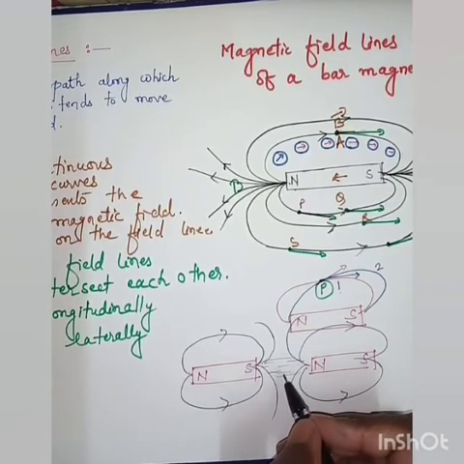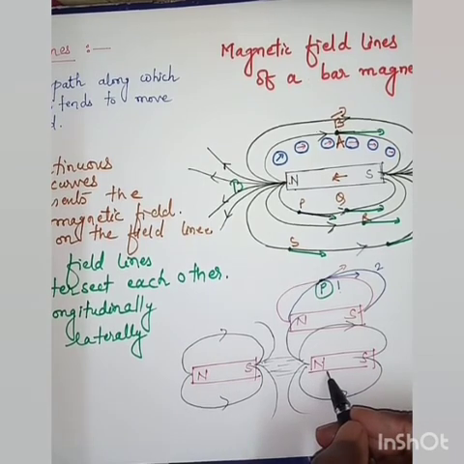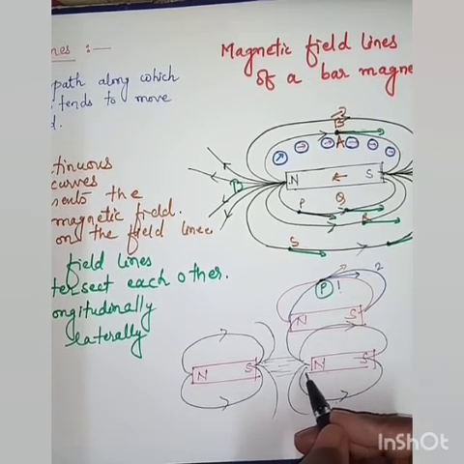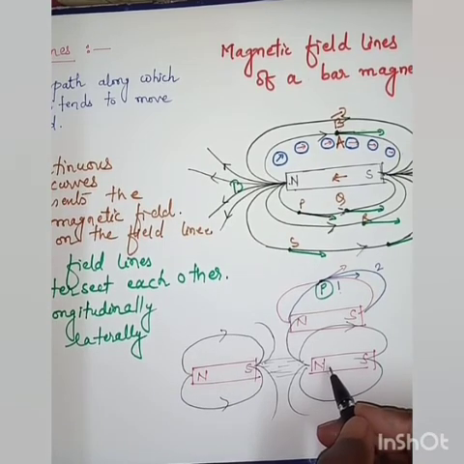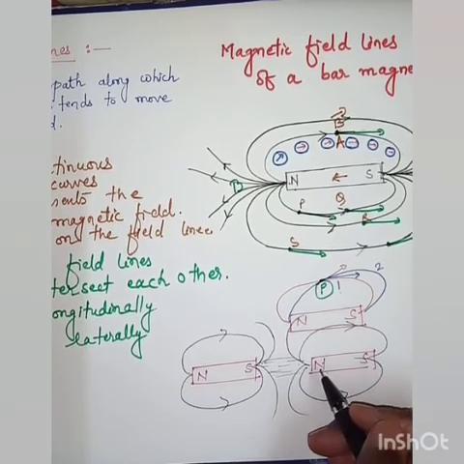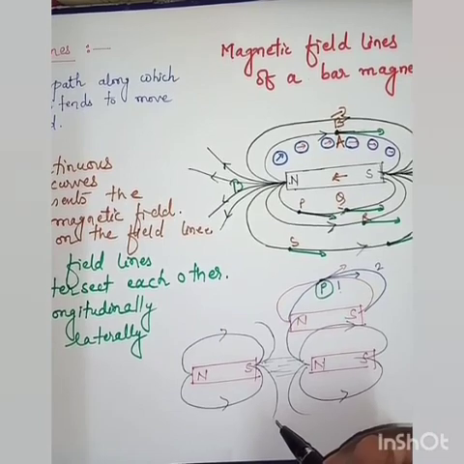And in the opposite case, when a north pole is placed near a north pole, they will push each other, that is, they will exert pressure on each other. In that case, they will dilate laterally, that is, they are exerting pressure when like poles are placed near each other. These are the properties of the magnetic field lines.